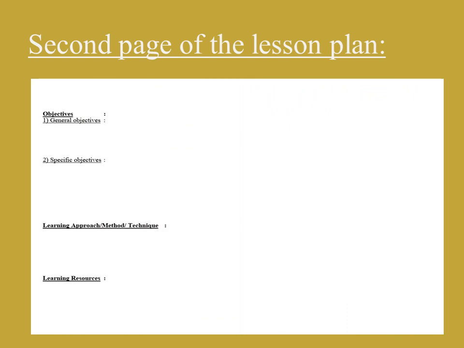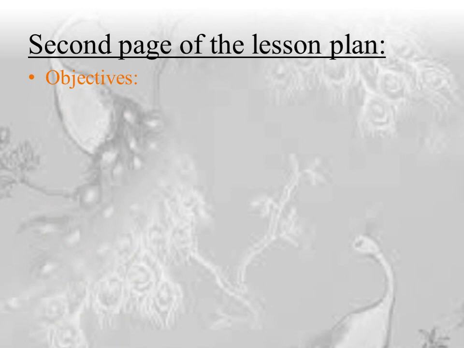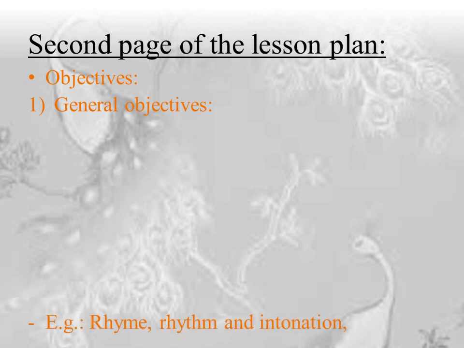The second page of the lesson plan will look like this, with the details such as objectives, learning approach or method or technique, learning resources. The objectives of a lesson plan vary according to different subjects and different topics. General objectives are what the lesson aims to achieve overall.